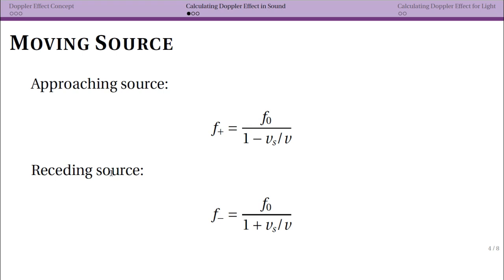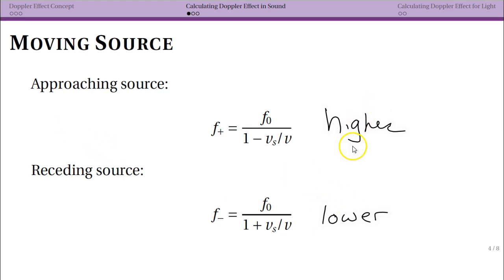So one way to think about this is the most common scenario: you're standing on the side of the road and an ambulance is coming towards you with a siren blasting, and then as it passes you, it suddenly sounds quite different. A train is another example. So the approaching source is going to sound higher. The receding source is going to sound lower.